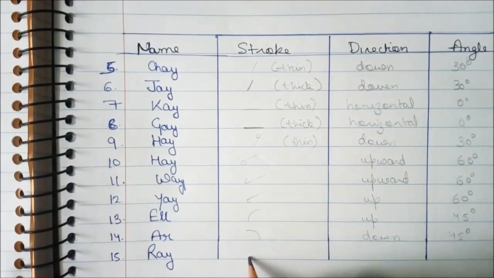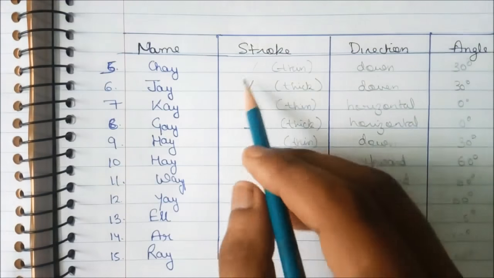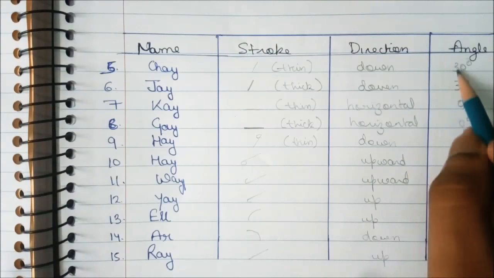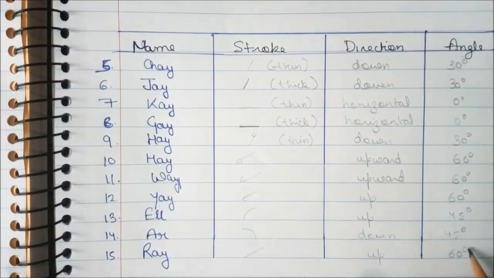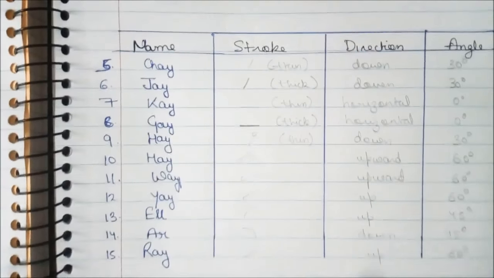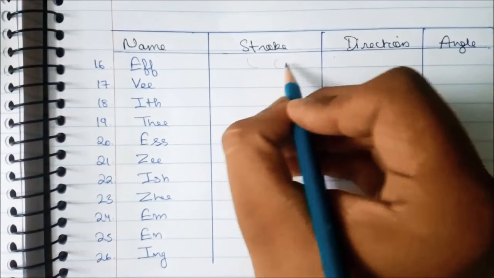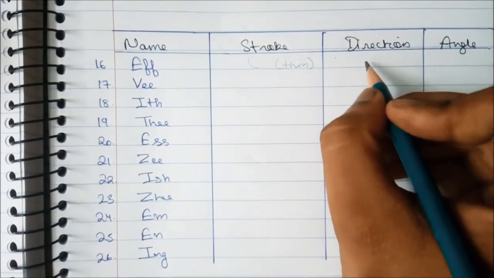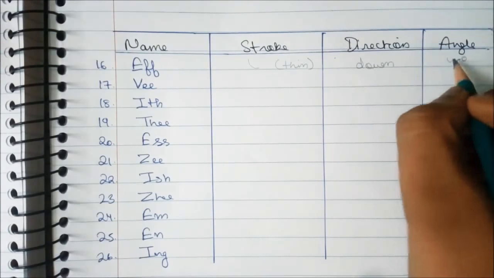Next stroke is Ray. Its direction is upward and its angle is 60 degree. So the difference between J and Ray is that J and J are drawn at a 30 degree angle and the Ray stroke is drawn from the vertical at a 60 degree angle. The 16th stroke is F. It is a light stroke, thin stroke, and its direction is downwards and it is 45 degree from the vertical.